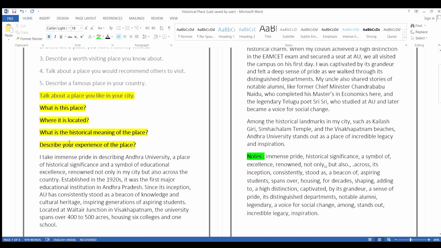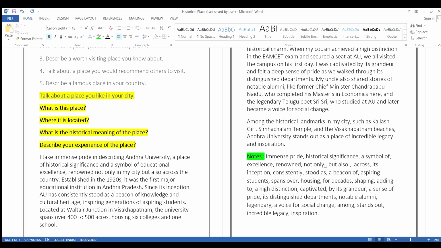Now, the next point. What is the historical meaning of the place? So, it is since its inception, that is, since its beginning. AU, that is the short form for Andhra University. Now, all the students out there are situated or located in different places. Here I am speaking about a university which is in Andhra Pradesh. You can substitute the university of your own city.